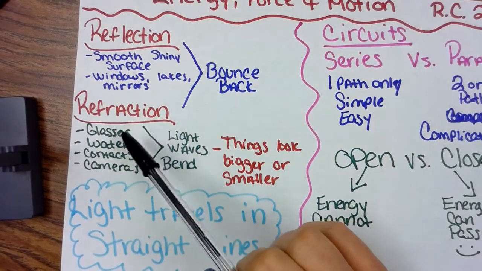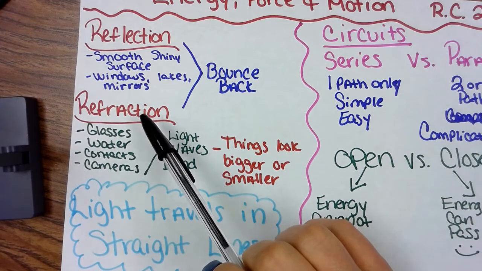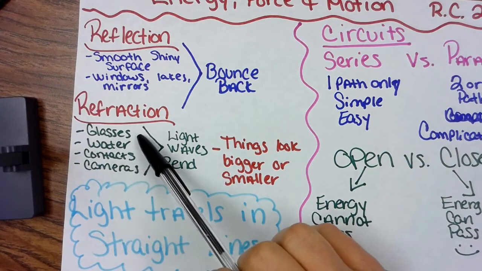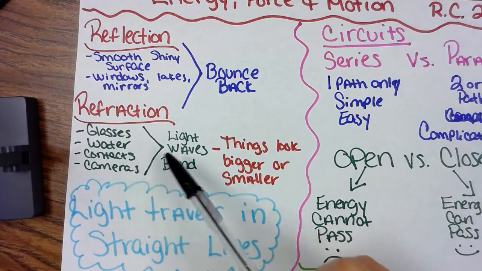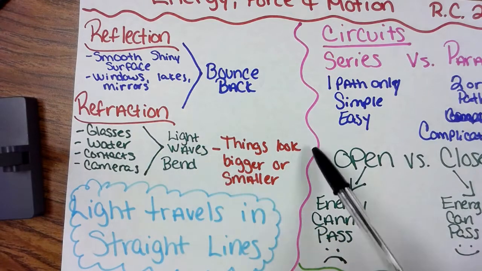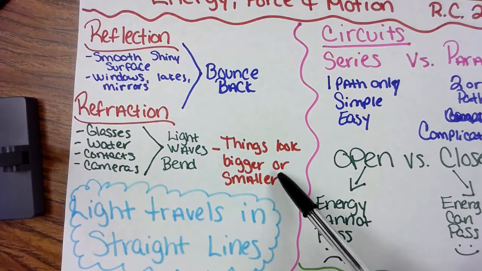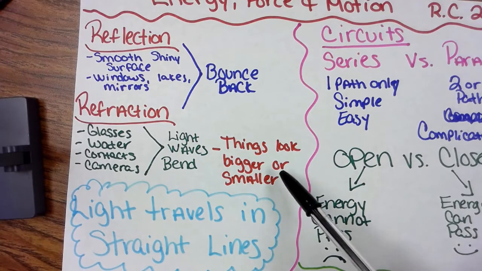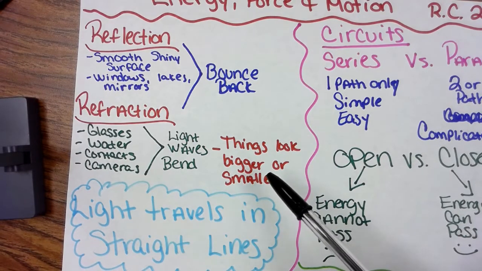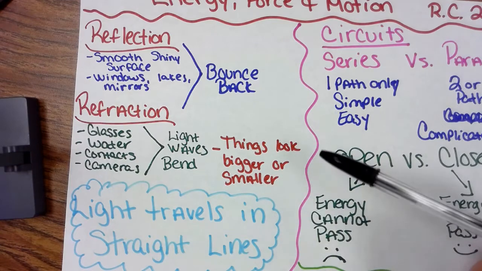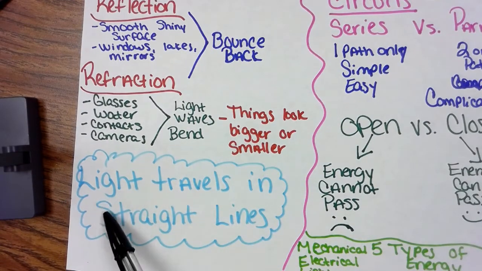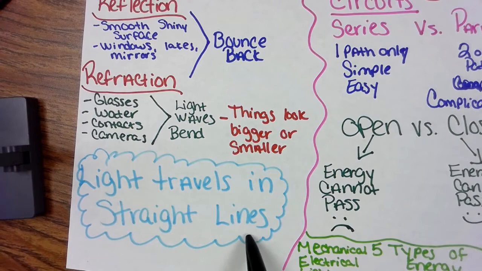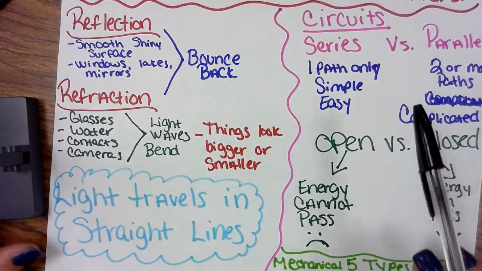Next, refraction. That's just when light hits an object and it bends. Glasses, water, contacts, cameras. Okay, light waves bend. Things look bigger or smaller. If you're wearing glasses on your face, think of refraction. All right, light travels in straight lines. Definitely want you to remember that.